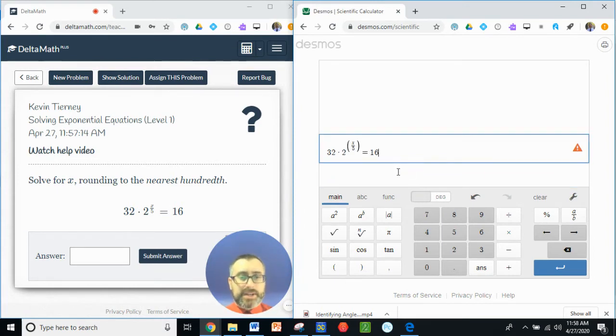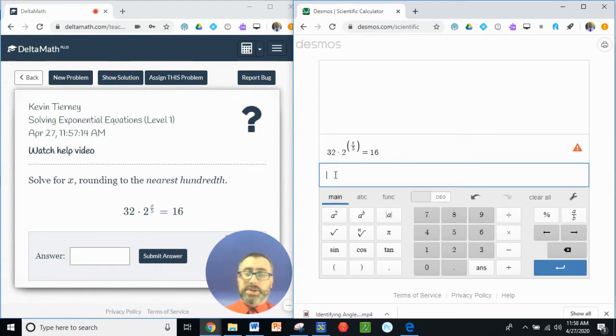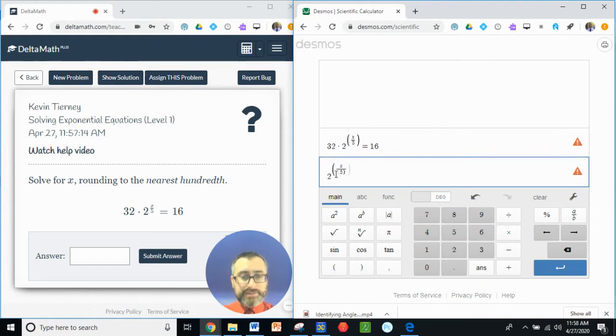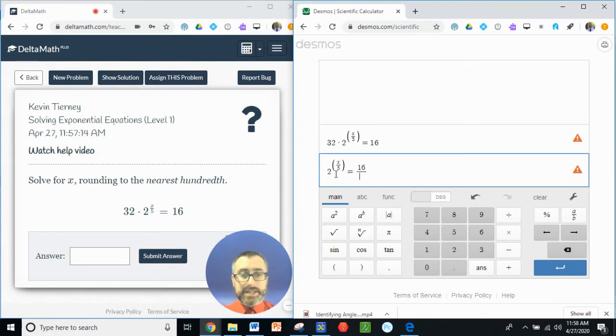Next line of work. I have this 32 coefficient that I can divide. So I'm going to just take 2 to the x over 5 equals 16 over 32. Now, you might notice that that can be simplified, but not every problem will be so obviously simplifiable, so I'm just going to leave it like that for now.